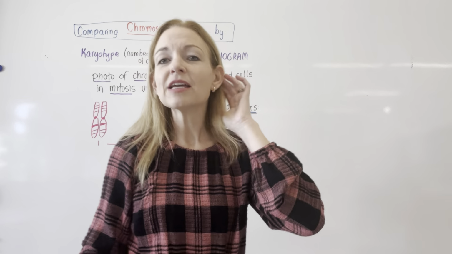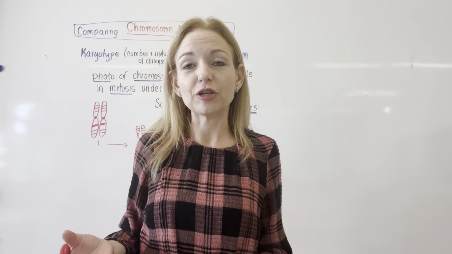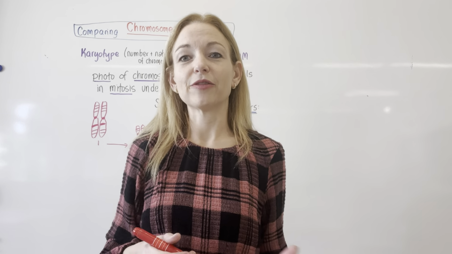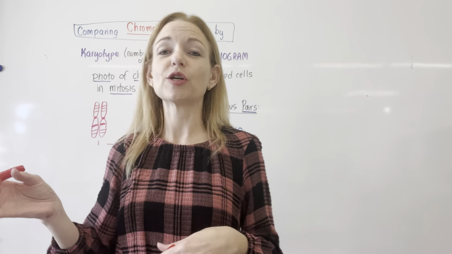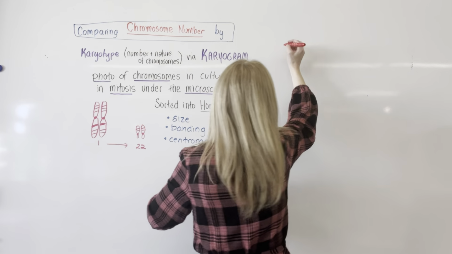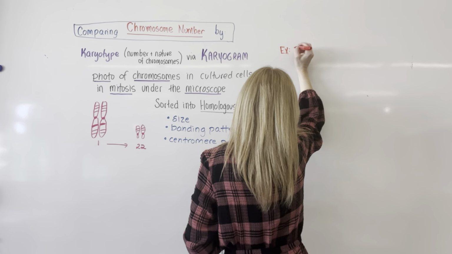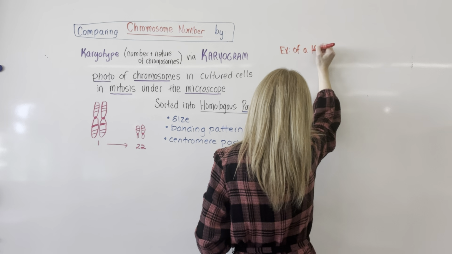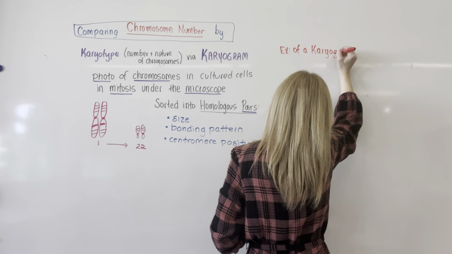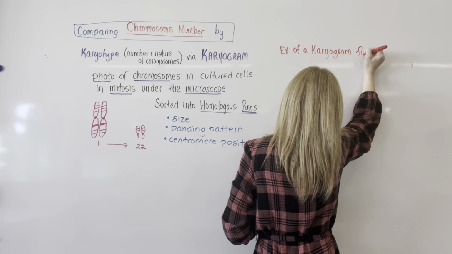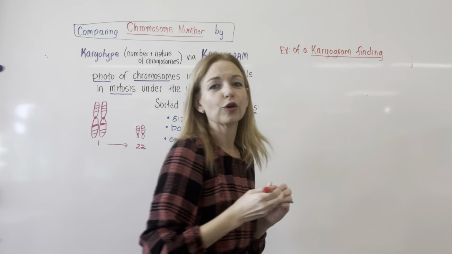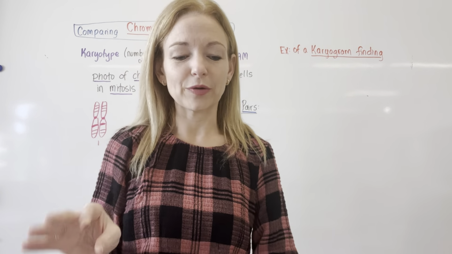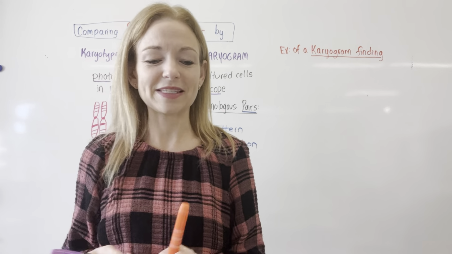Okay, so then we're going to look at one application of this. A finding that was made by using karyograms to better understand the relationship between organisms, and that is looking at the specific example of human chromosome 2. So this is an example of a karyogram finding. This is a named example, so it is in your syllabus that you could have to present the evidence for this, which is why we are going to make sure to go through this specific one.